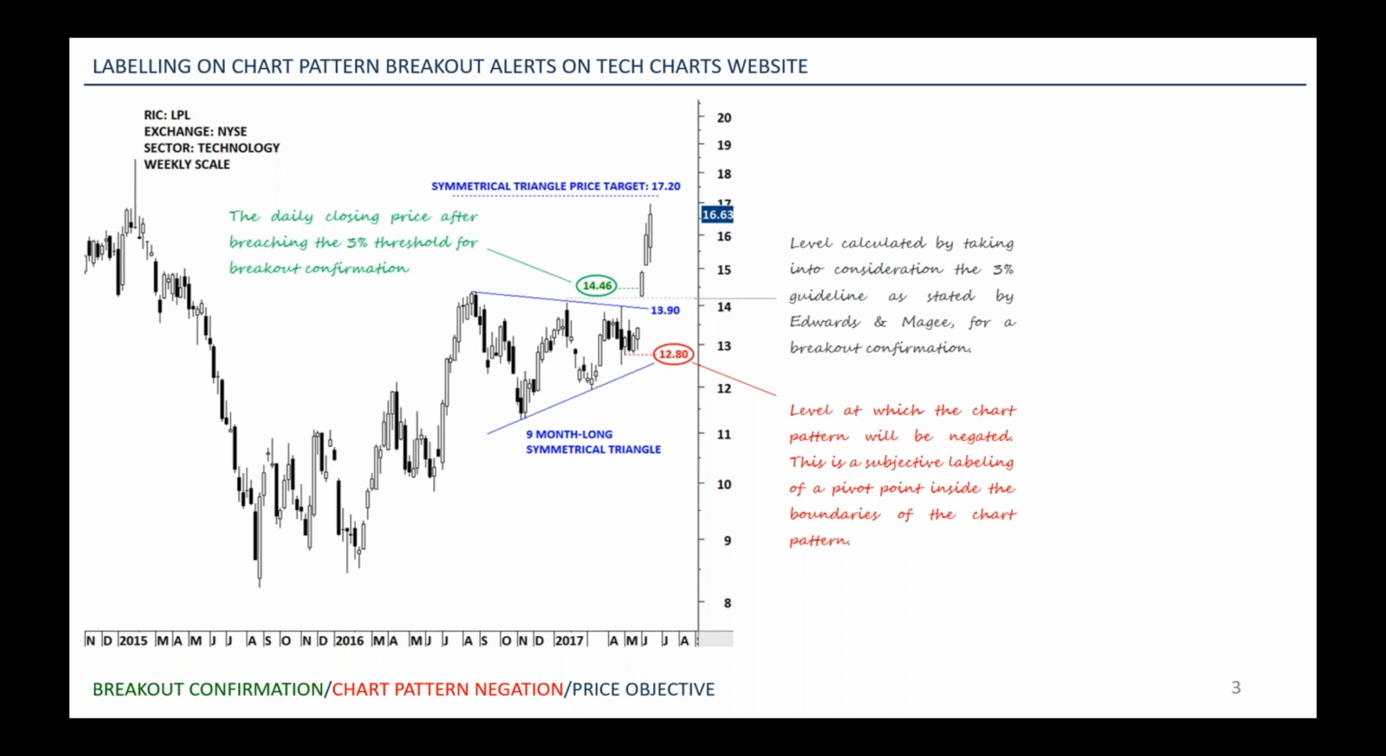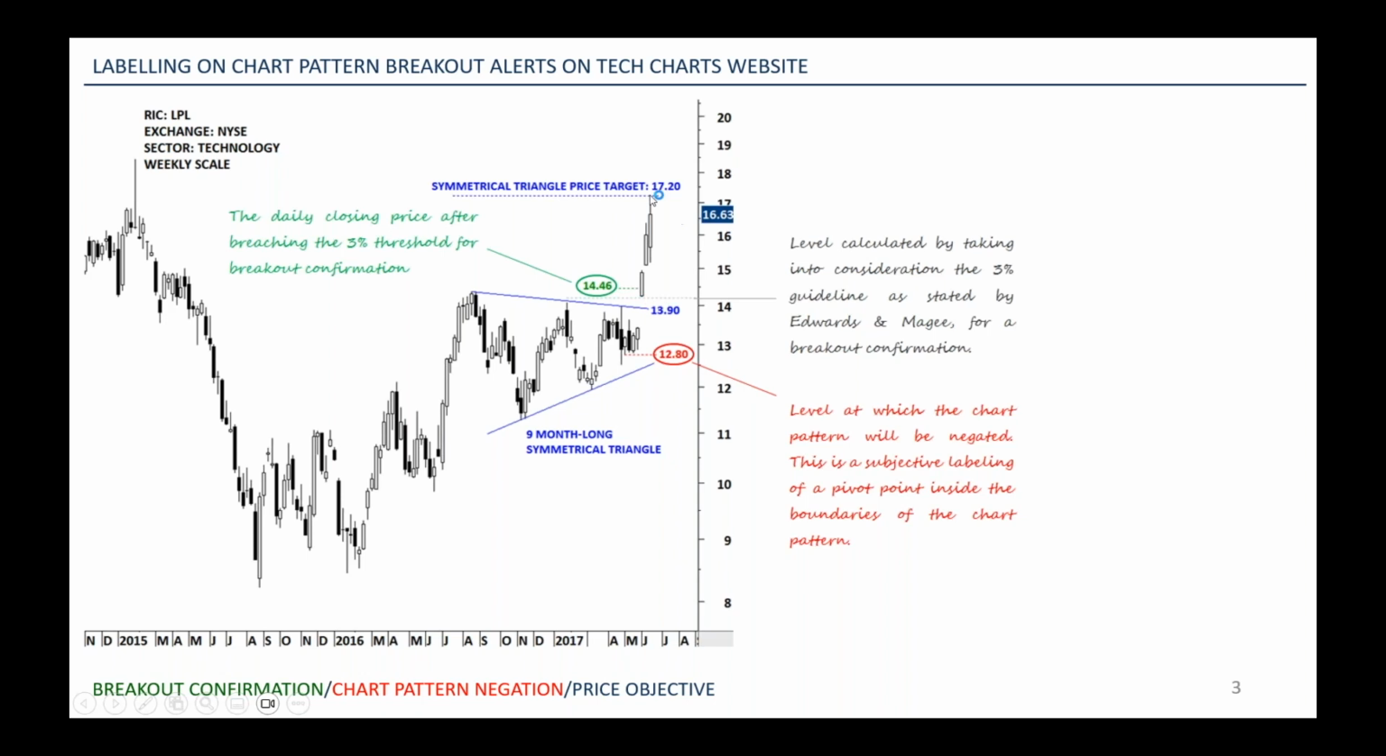Now, when we're talking about chart pattern negation level, it is the minor low inside the chart pattern. So this is a symmetrical triangle. This is the significant low that we have. So that is the chart pattern negation, the level at which the chart pattern will be negated. This is a subjective labeling of a pivot point inside the boundaries of the chart pattern. While chart pattern negation level can be the minor low, your stop loss can be slightly below 13.9 levels, which allows you to capture a bigger upside here.